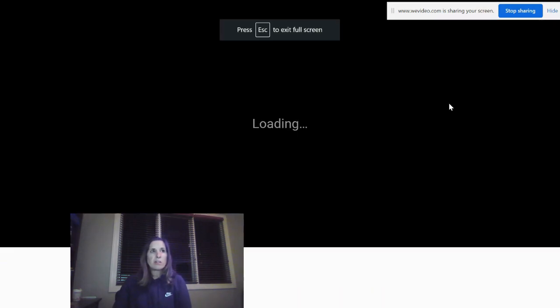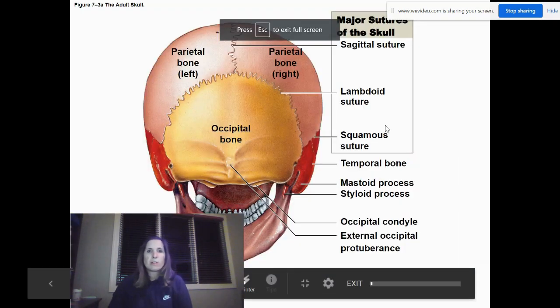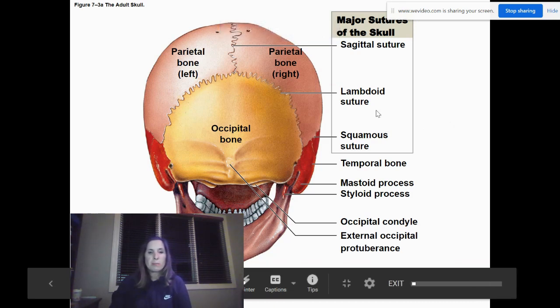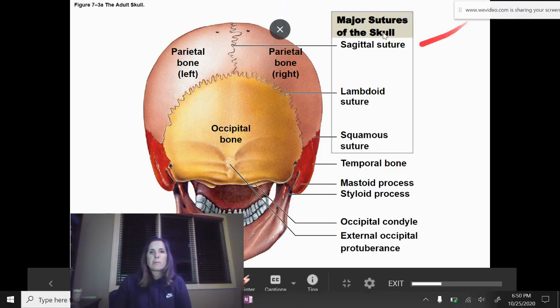Okay, so I have that sheet right next to me too. And so we're going to take a look at those sutures. Actually, I can use the pointer. So the major sutures of the skull here: the sagittal suture, the lambdoid suture, and the squamous suture. All right, so here, these are these sutural bones. This is going to be the sagittal suture.